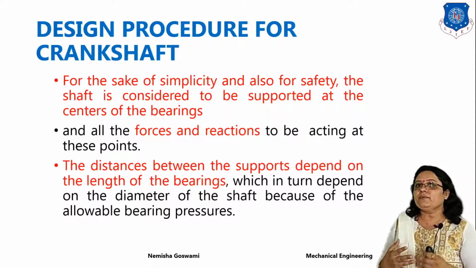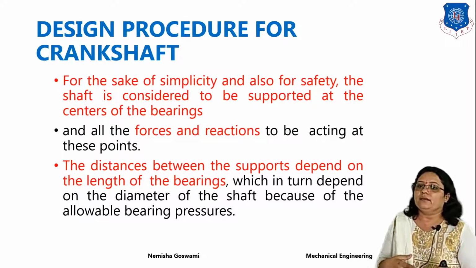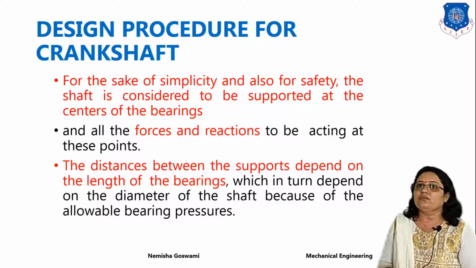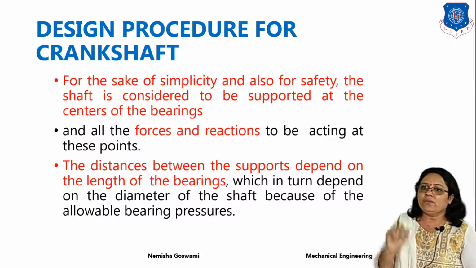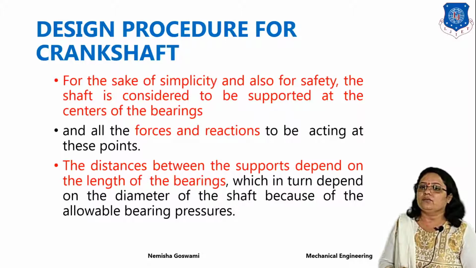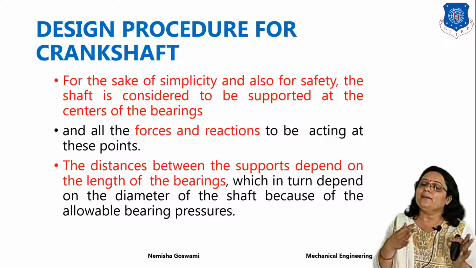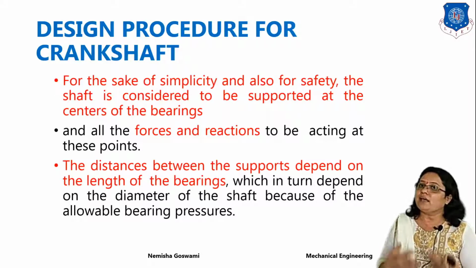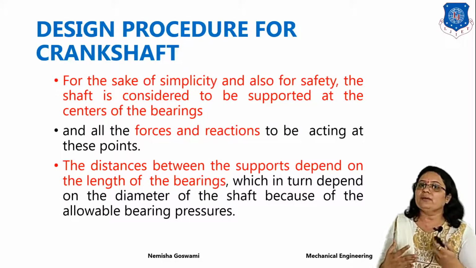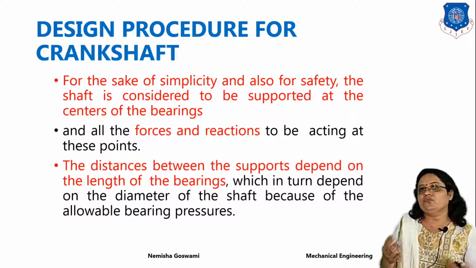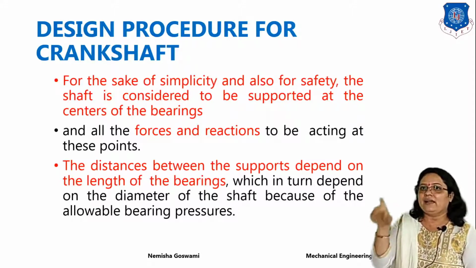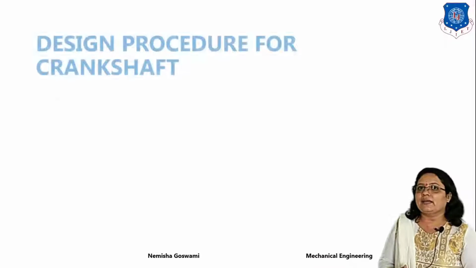The distance between the supports depends on the length of the bearing. What is the length of the bearing we are using? It directly depends on the diameter of the shaft. Why? Because of the allowable bearing pressure. We know pressure is equal to load divided by projected area, and the projected area is D into L, the diameter of the shaft and the length of the bearing. We have already discussed this in sliding contact bearings.